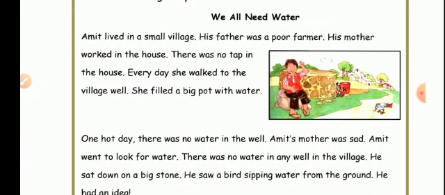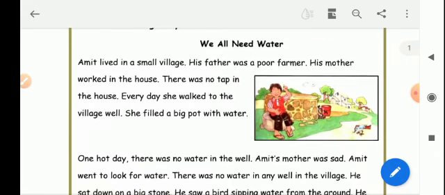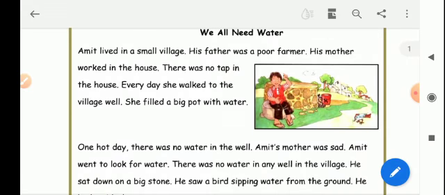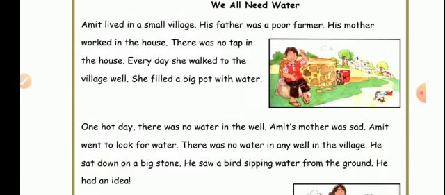So the story starts with a character, namely Amit. Amit lived in a small village. His father was a poor farmer. His mother worked in the house. So the story begins with the character. He's a little boy, namely Amit, and he lived in a small village. His father was a poor farmer. Farmer is a person who cultivates different crops on a piece of land.